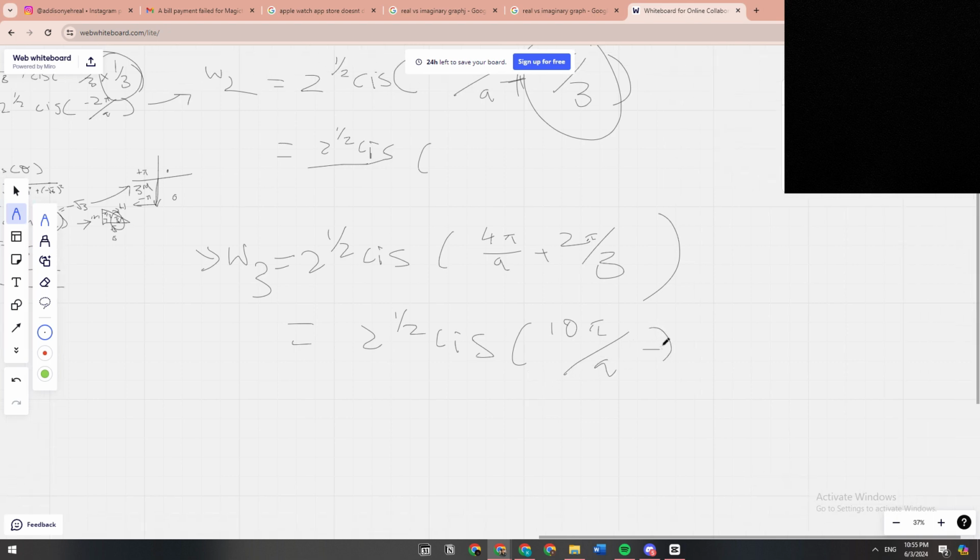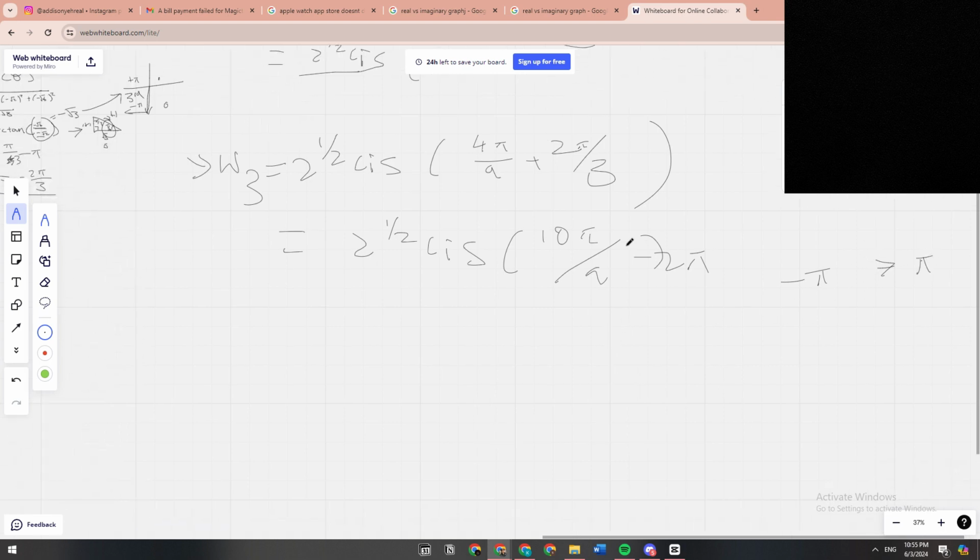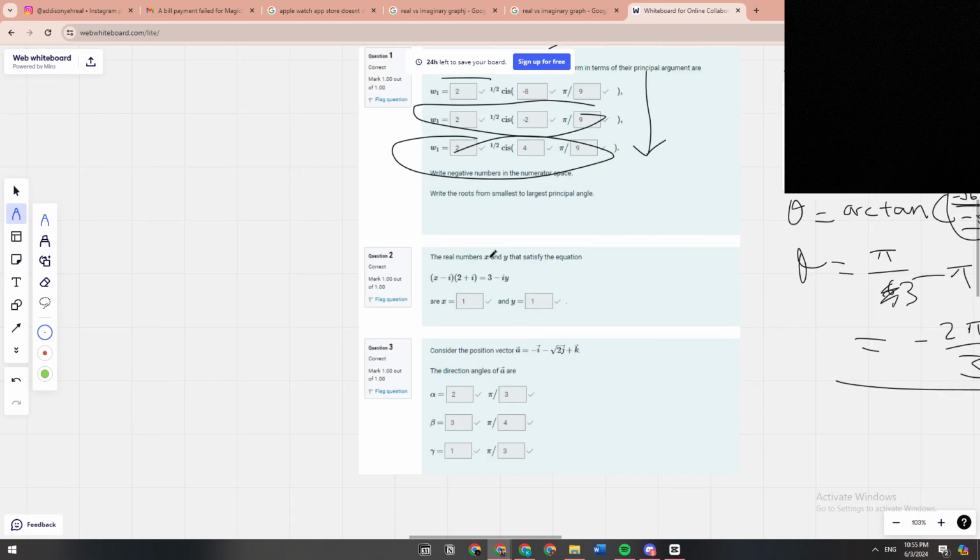Now, what do we do? We minus 2 pi to put it back in the principal argument range, which is negative pi to pi. Your angle has to be between this range. So once you do this, which was going to be a crazy number, psych, negative 8 pi on 9, which is the smallest number, so we've just figured it out.